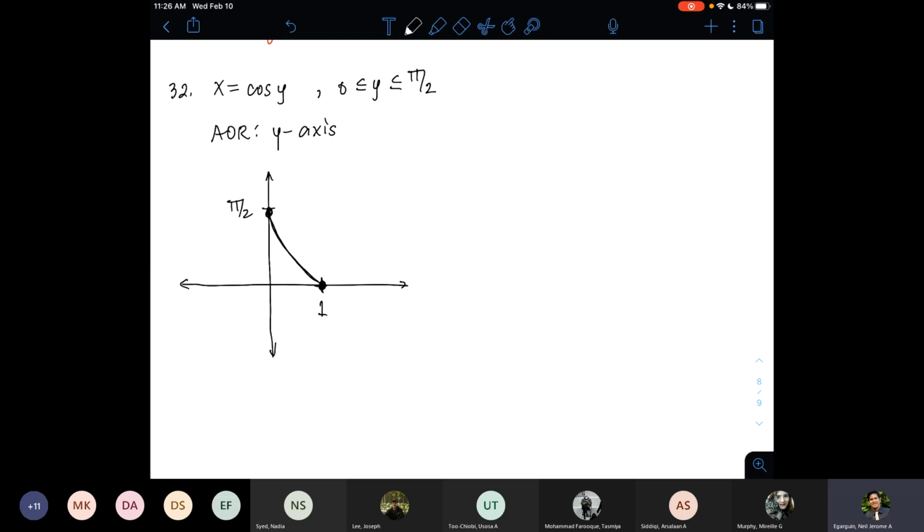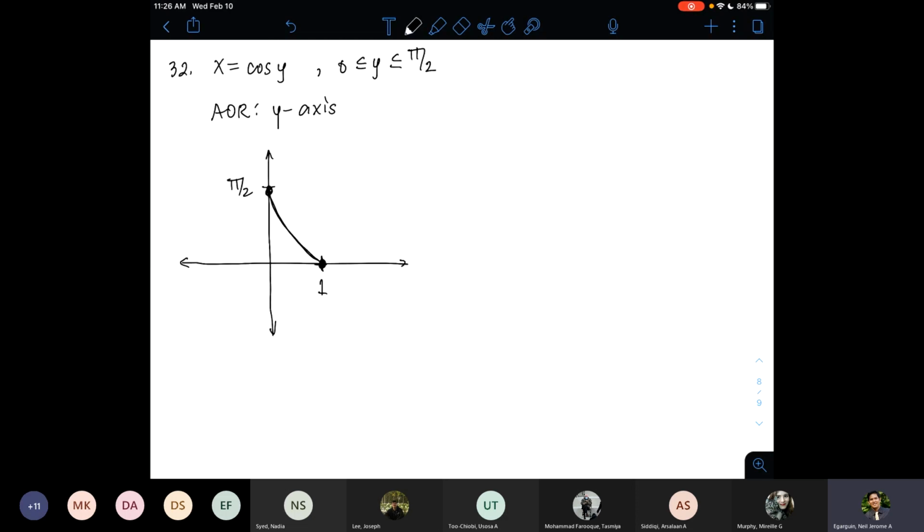Because the cosine function increases, okay. Pi over 4 is root 2 over 2. All right, so I think that's the graph. And then the axis of revolution is the y-axis.